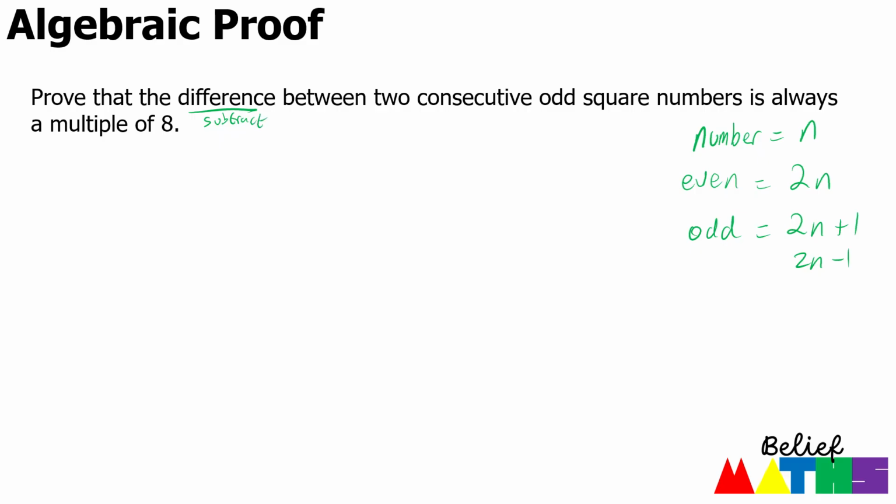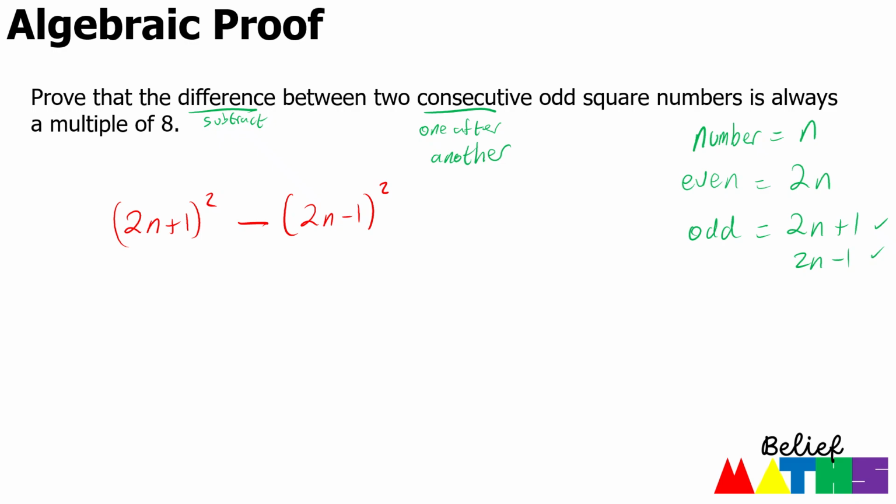between two consecutive odd numbers, so consecutive means one after the other, one after another. Odd square numbers is always a multiple of 8. Okay, so we're going to look at our consecutive odd numbers. So we've got, well, we've written two of them here, 2n plus 1, 2n minus 1. So we're going to do 2n plus 1 squared and 2n minus 1 squared. And we're going to find the difference. We're going to subtract those two from each other. So that's the difference between two consecutive odd square numbers.